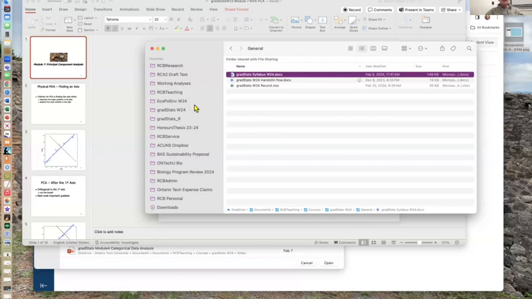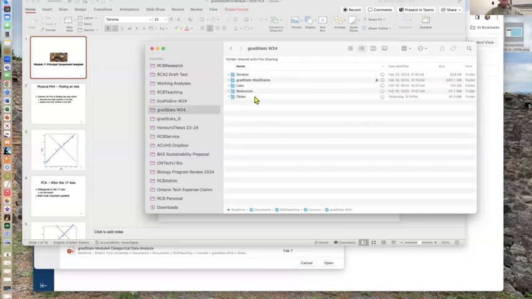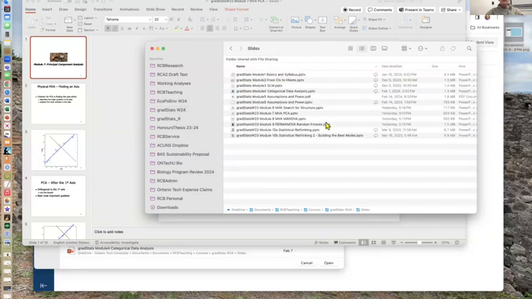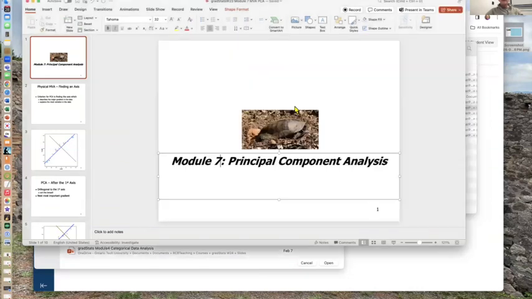Oh, meanwhile, look at my convoluted file system here. There we go.